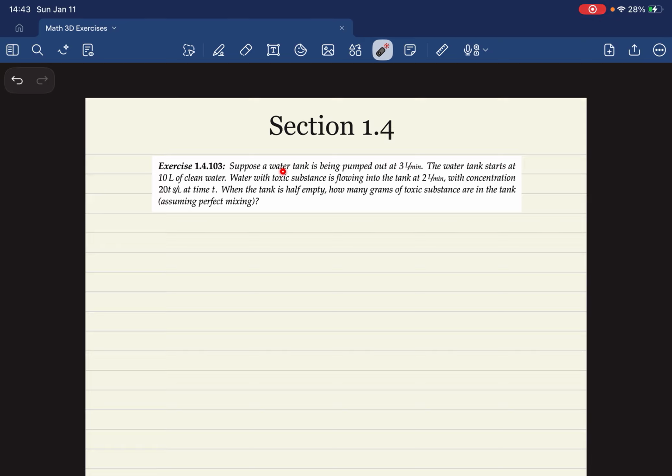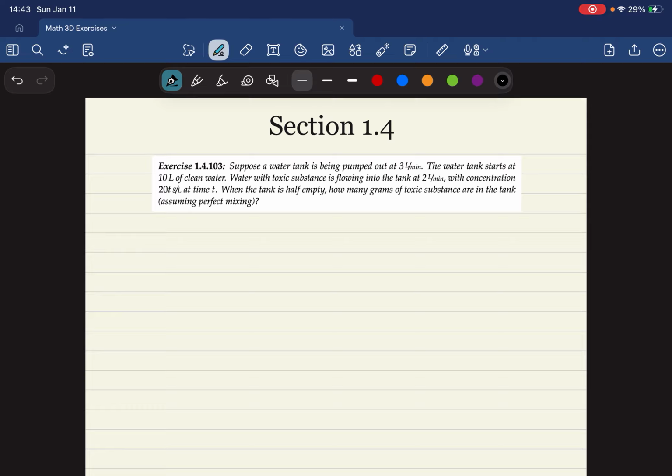So suppose a water tank is being pumped out at 3 liters per minute. The water tank starts at 10 liters of clean water. Water with toxic substance is flowing into the tank at 2 liters per minute with concentration 20t grams per liter at time t. So this isn't a typo. This is supposed to be 20 times t right here. When the tank is half empty, how many grams of toxic substance are in the tank, assuming perfect mixing?